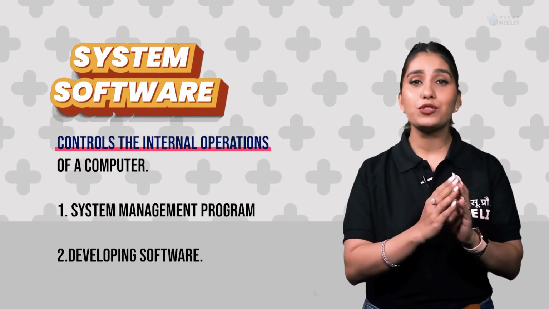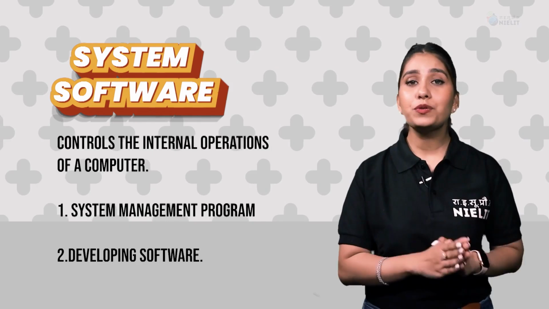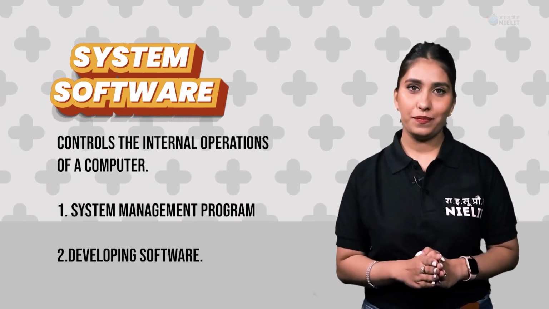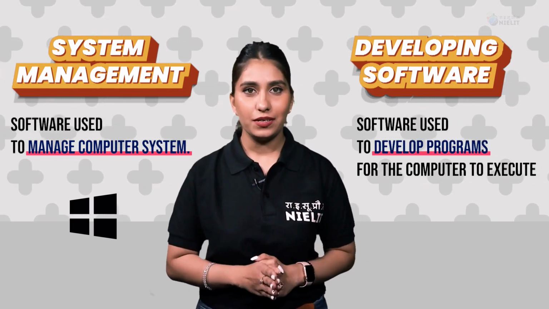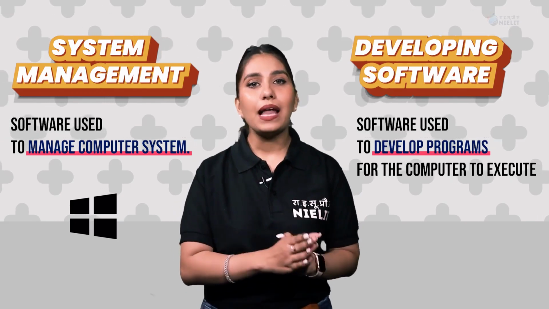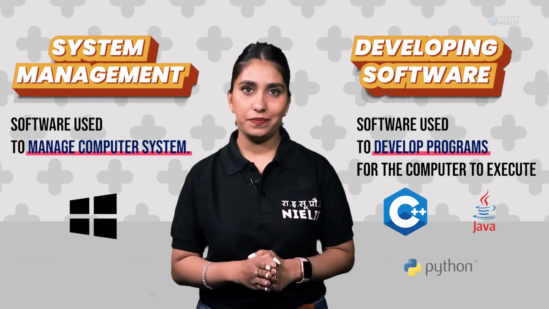The system software controls the internal operations of a computer and is further divided into categories: system management program and developing software. System management software are used to manage the computer system. For example, operating system such as Windows is used to operate the computer. Developing software are softwares that are used to develop programs for the computer to execute. For example, programming languages such as C++, Java, Python are developing softwares.